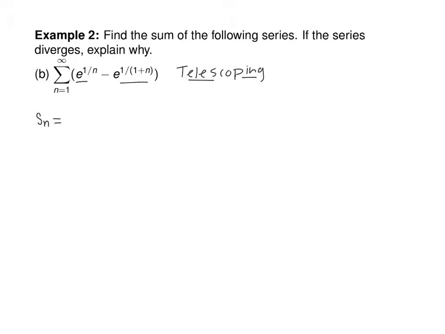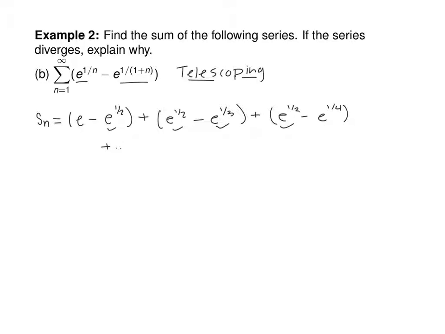Well, if we plug in 1, we have e minus e to the half. That's the first term. Plug in 2, we get e to the half minus e to the third. And look, this and this cancel. Just do one more, plug in 3. We get e to the third minus e to the fourth. And notice how this guy and that guy cancel.